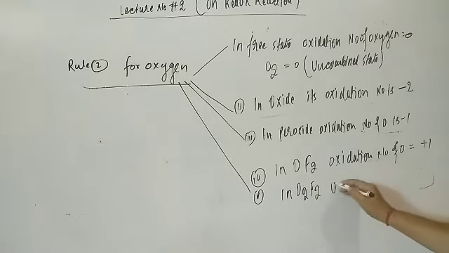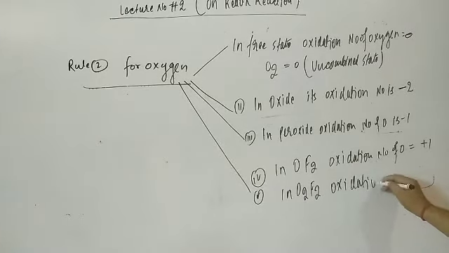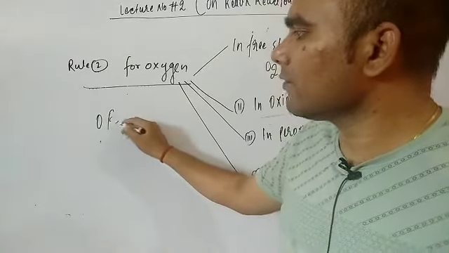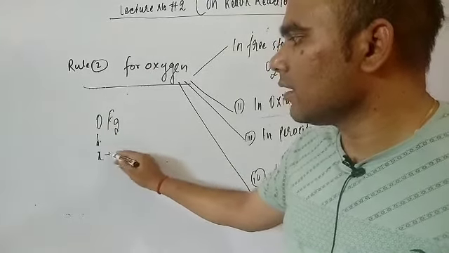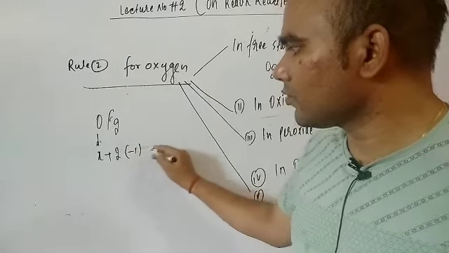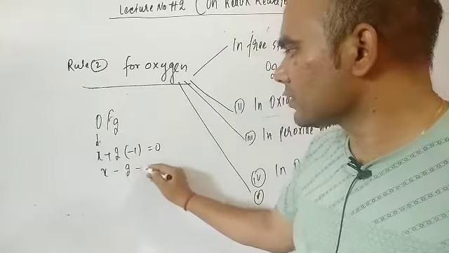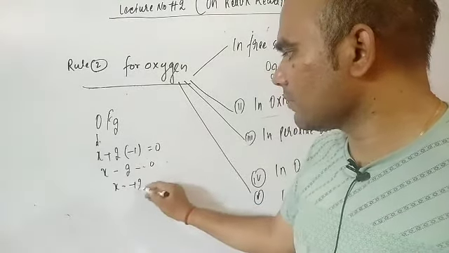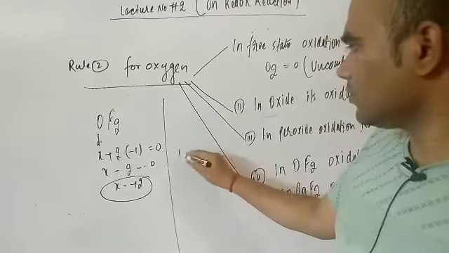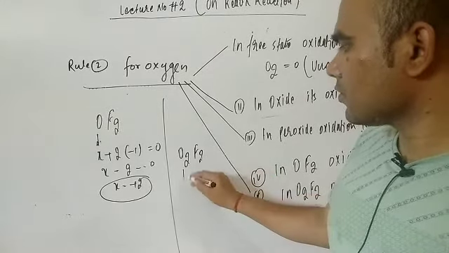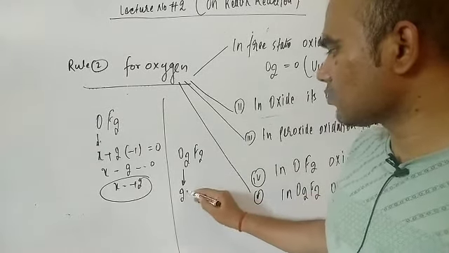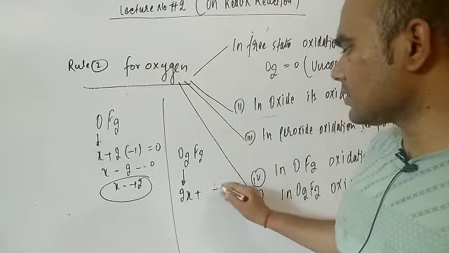In O2F2, the oxidation number of O is how much, student? Plus 2. So here is +2, student, and here is +1. How? See, OF2. Oxygen is X, halogen is -1 multiplied by 2, equal to 0. So X minus 2 is equal to 0. So X is equal to how much is coming? +2.